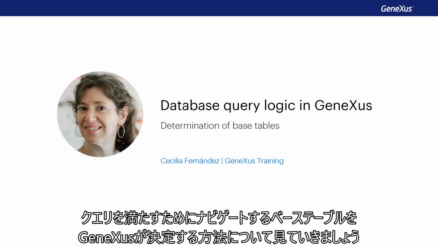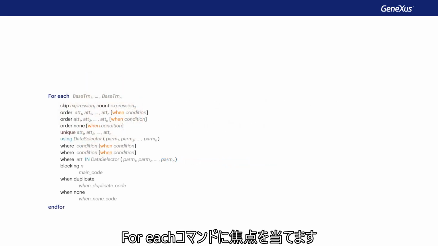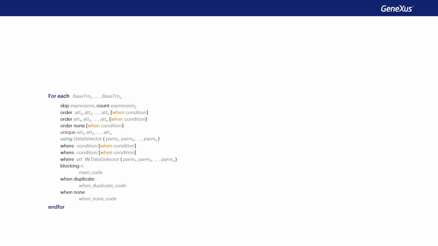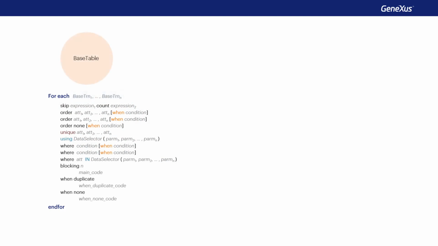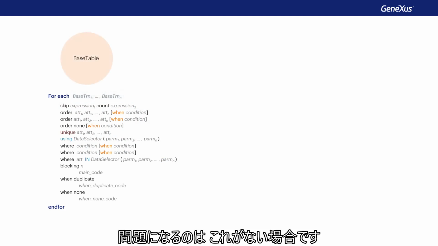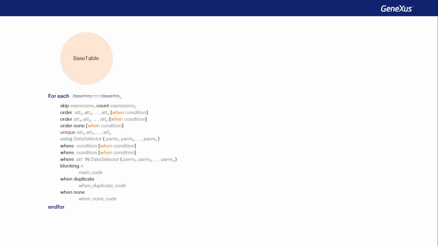Now we'll see how GeneXus determines the base table to navigate to satisfy a query. And we'll focus on the for each command. When this command has a defined base transaction, then the problem is already solved. The question is, what happens when it doesn't? How should the base table be found?